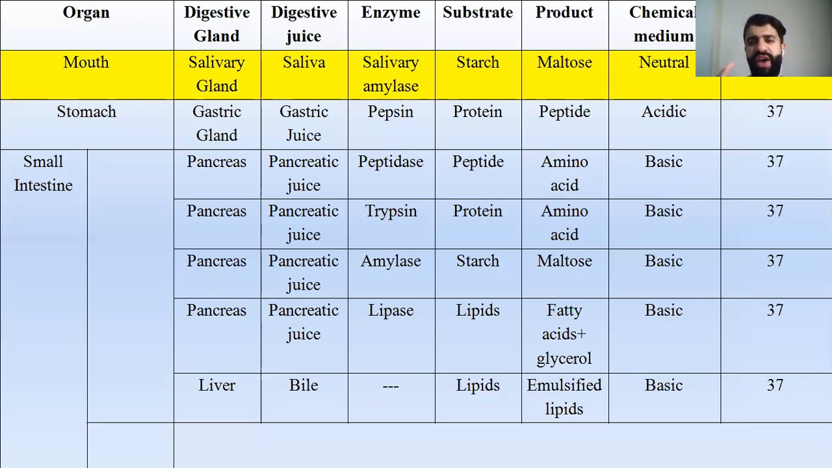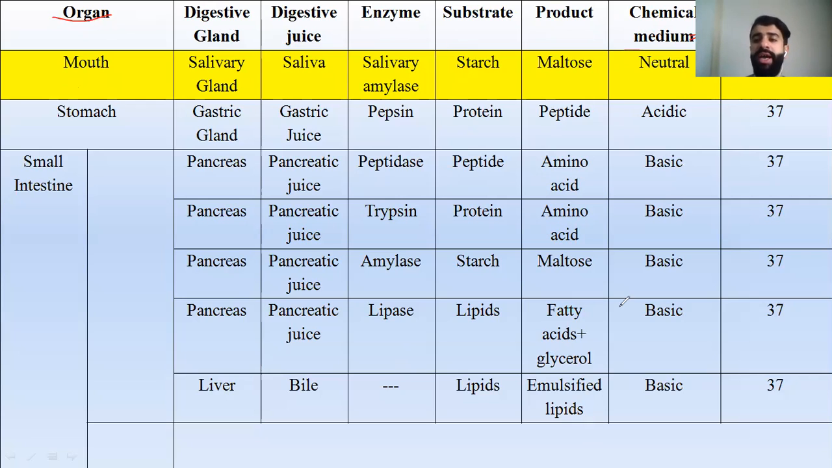So this table is a very important table. All of you, you have to study the notes in this table. Already we covered this before. So in this table, we have the organ, we have the name of the digestive gland, and the juice that is secreted, the enzyme, the substrate, on which substance will the enzyme work, and also we have the product, the end product of digestion, and we have the chemical medium, whether acidic, basic, or neutral.